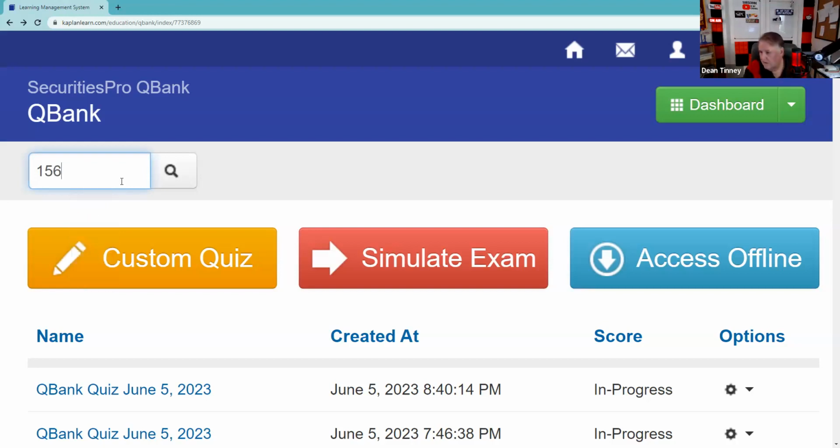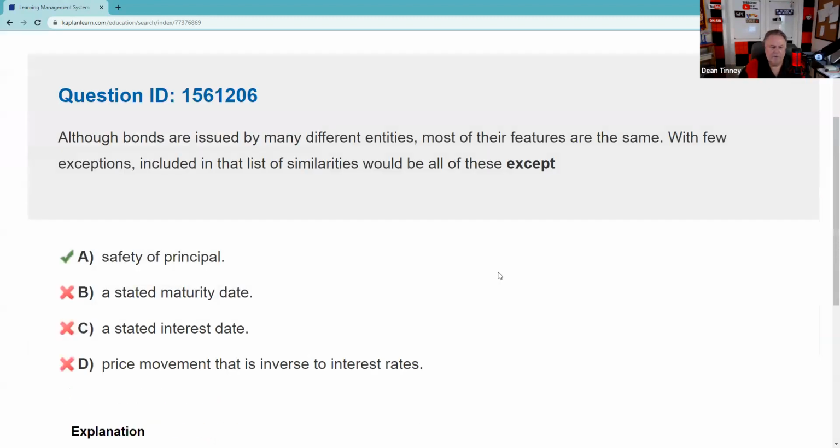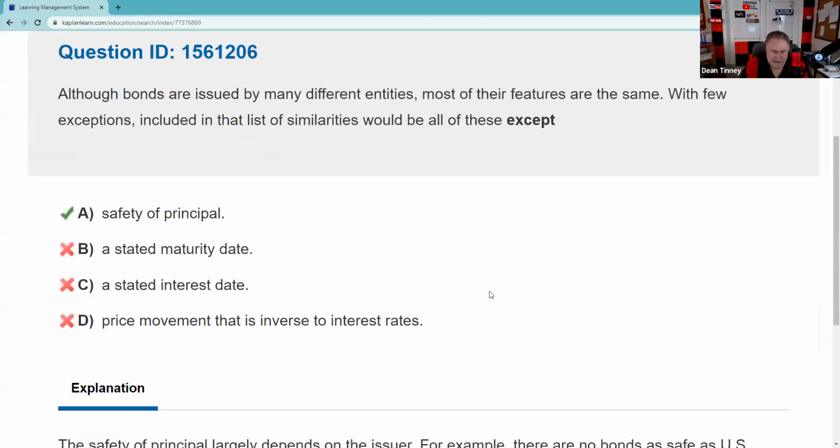Question 1206. Although bonds are issued by many different entities, most of these features are the same. With few exceptions, included in that list of similarities would be all of these except... So do all bonds have a stated maturity date? They do, 10 years, 5 years, whatever the case may be. Do all have a stated interest? Yeah, fixed or stated, or nominal yield or coupon, yeah.